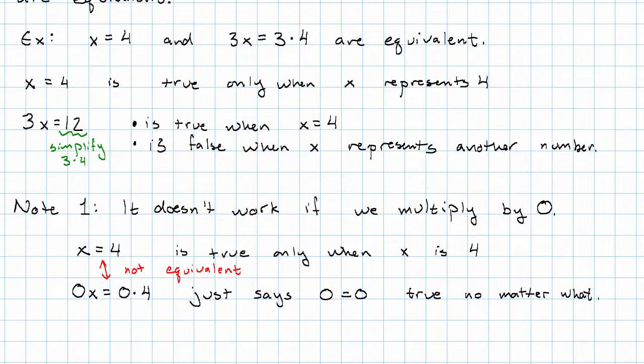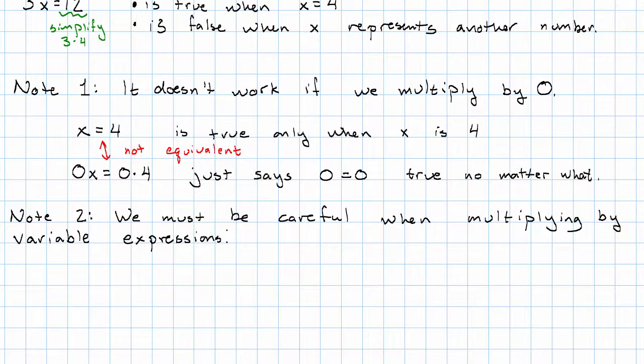For this reason, we must be careful if we multiply both sides of an equation by a variable expression. We have to be careful that those variable expressions don't represent the number 0. For now, we will avoid entirely multiplying both sides of an equation by a variable expression.